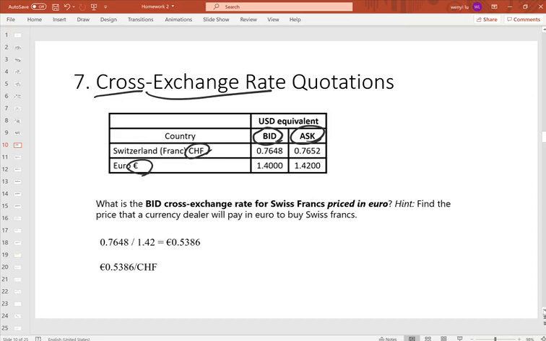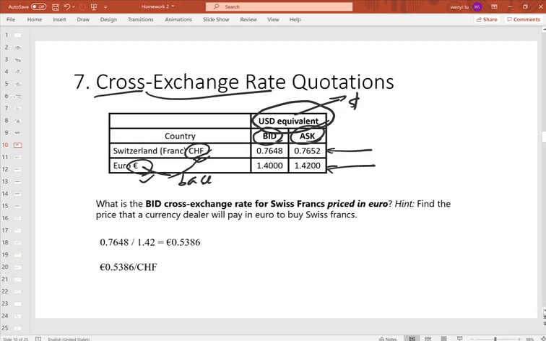Both quotes are US dollar equivalent, which means both quotes use the dollar as the pricing currency, and these two are the base currencies. So let's write down the quote for these two rows.